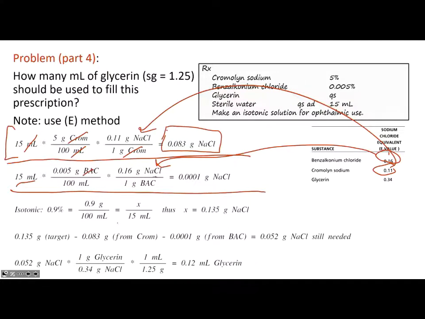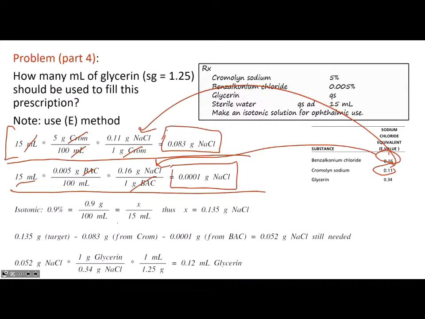That's why my benzalkonium chloride cancels. And my final answer for this benzalkonium chloride is small, but it's 0.0001 grams of sodium chloride. Everyone okay with that? We just did it twice. Two ingredients, we do the same thing. Once for the first ingredient, again for the second ingredient.